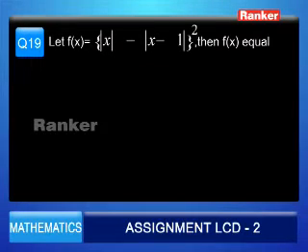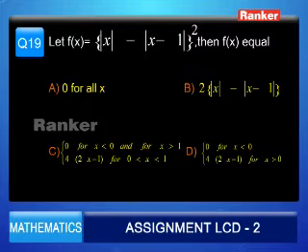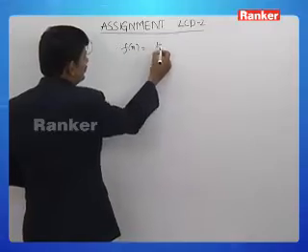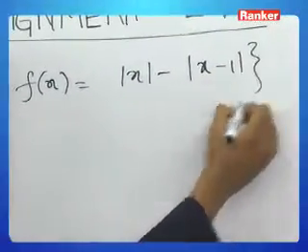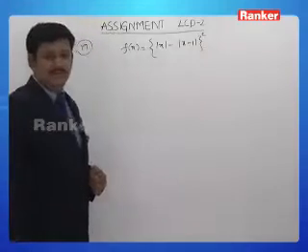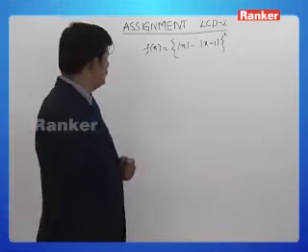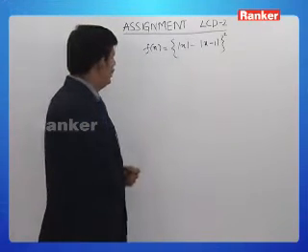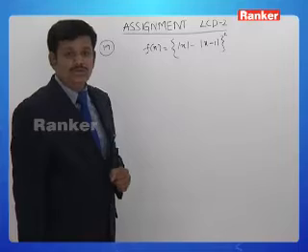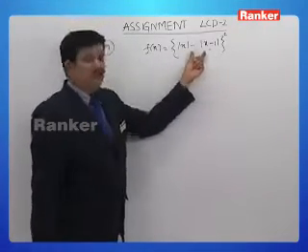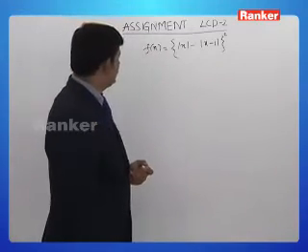Next question: if f of x is equal to mod x minus mod x minus 1 whole square, then find f dash of x. To evaluate this question, we can do it with the modulus present directly, or we can also remove the modulus and do the question. So, let us do it by the second method, where we remove all the modulus symbols and then start differentiating the function.